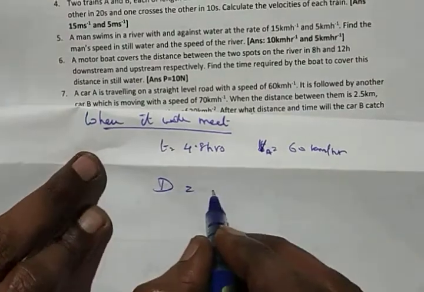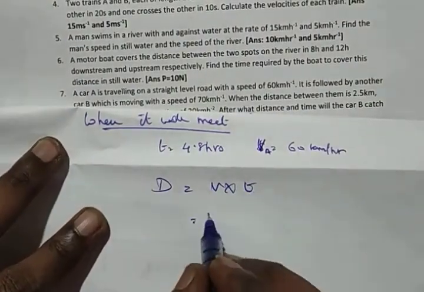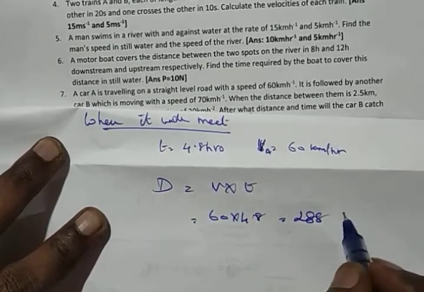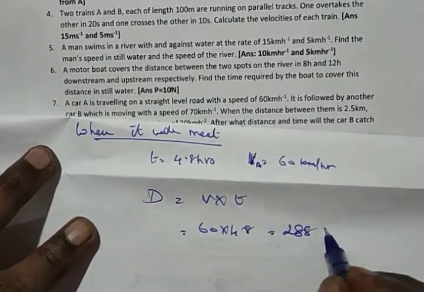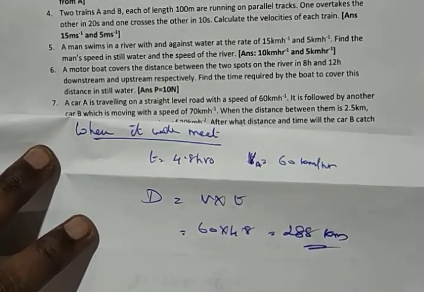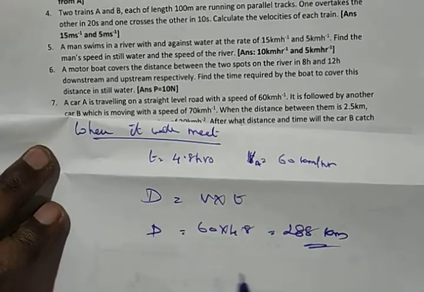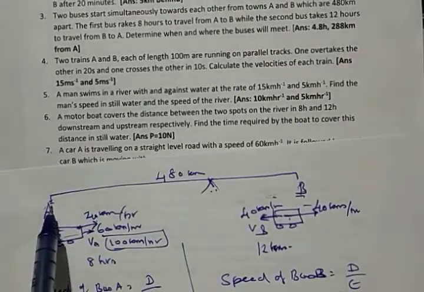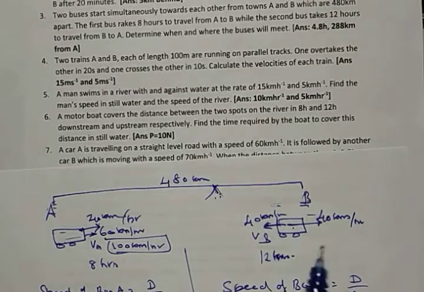Distance is going to be equal to velocity into time. So it is going to be 60 into 4.8. You will get 288 as the answer. Kilometers will be there, right? That's the distance it will be. In this distance, from A, it will meet. So from A, at a distance of 288, it will meet.